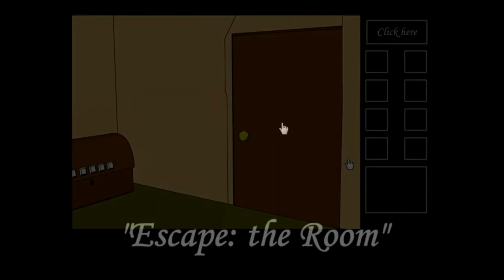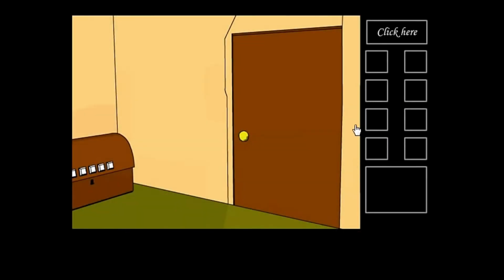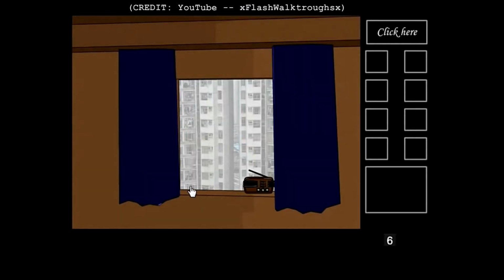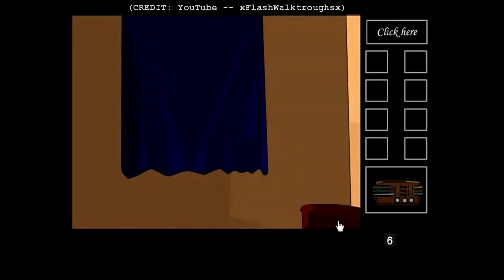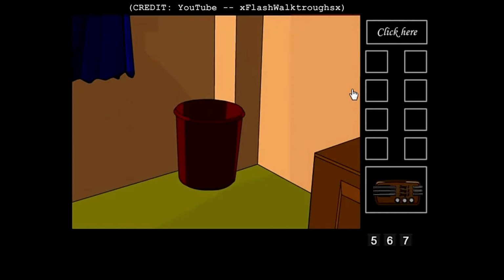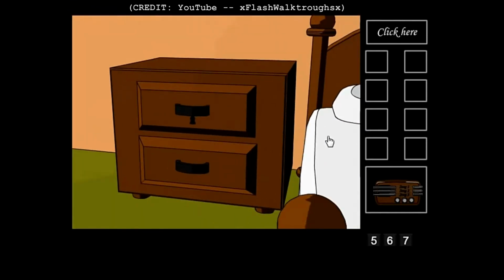Escape the room, also known as room escape or escape game, is a subgenre of the point-and-click adventure game which requires a player to escape from imprisonment by exploiting their surroundings. The room usually consists of a locked door, objects to manipulate, and hidden clues or secret compartments.